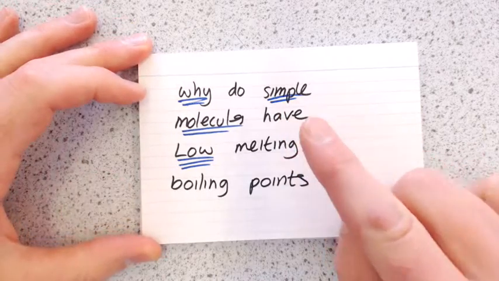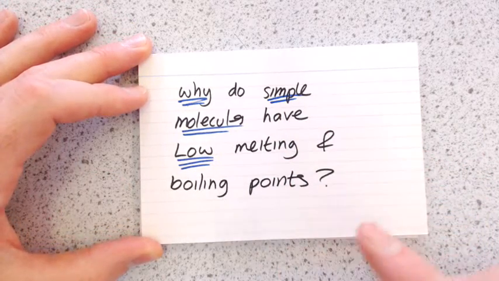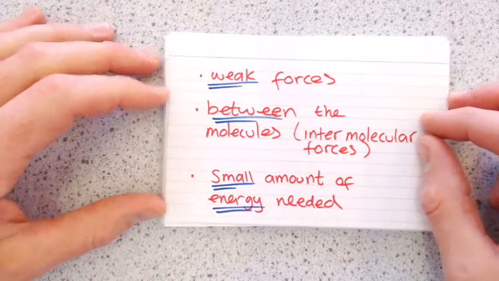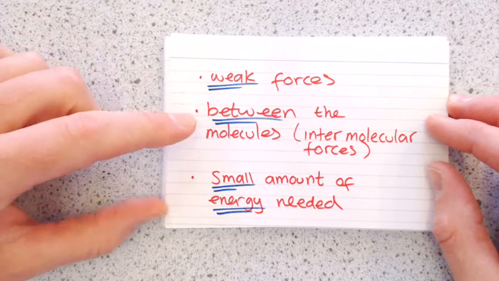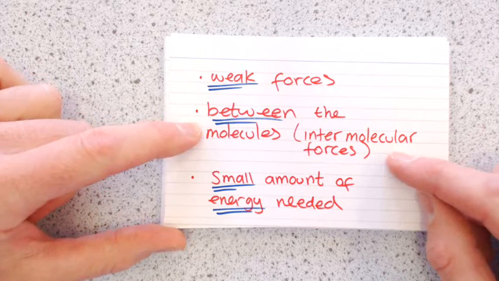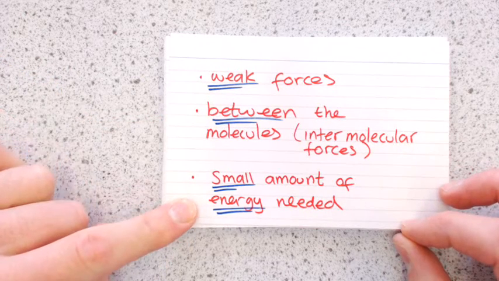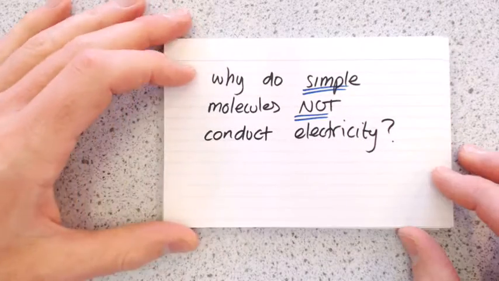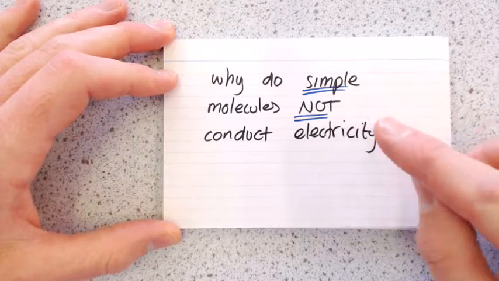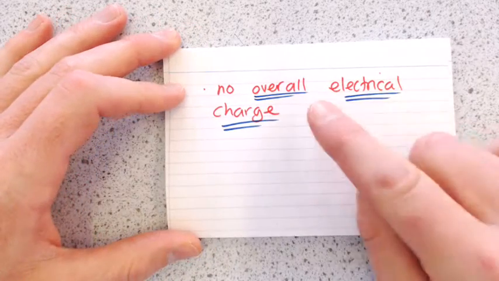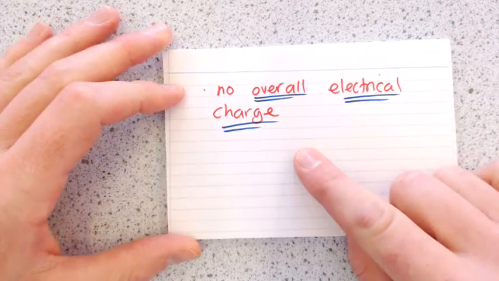Why is it then that simple molecules have low melting and boiling points? This is because they have weak forces between the molecules. These are called intermolecular forces, which means only a small amount of energy is needed to break those bonds. Why do simple molecules not conduct electricity? Because they have no overall electrical charge.